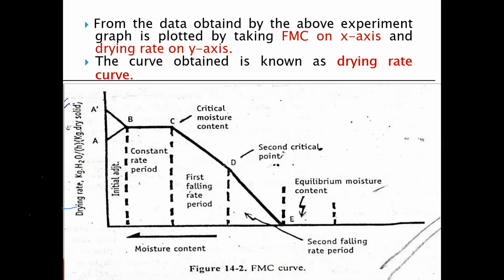The moisture content at the end of this constant rate, at point C, is called the critical moisture content, right? It means the moisture content at the constant rate. Understand it? That point is called point C. That's why it is called the critical moisture content. So after that, from C to D.